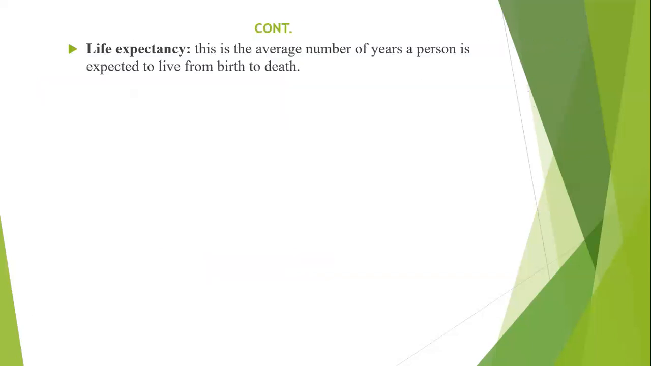Now, life expectancy is the average number of years a person is expected to live from birth to death. So here in Zambia, the number of years one is expected to live from birth to death is standing at 64 years, like I earlier mentioned. Now, what are some of the factors that affect life expectancy? What makes people live longer and what makes people die early?